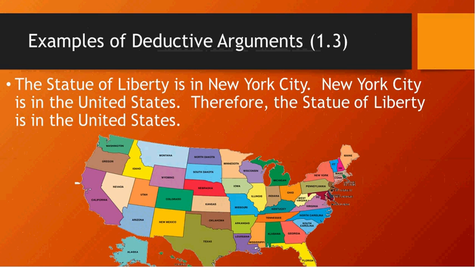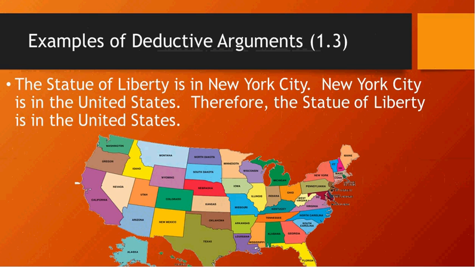Let's look at an example. The Statue of Liberty is in New York City. New York City is in the United States. Therefore, the Statue of Liberty is in the United States. So if we look at the conclusion, it is that the Statue of Liberty is in the United States. We see that it has to follow, given that those premises are true. And in this case, we know that those premises are true, right? So if it is true that the Statue of Liberty is in New York City, and it is true that New York City is in the United States, then it has to be the case that the Statue of Liberty is in the United States.